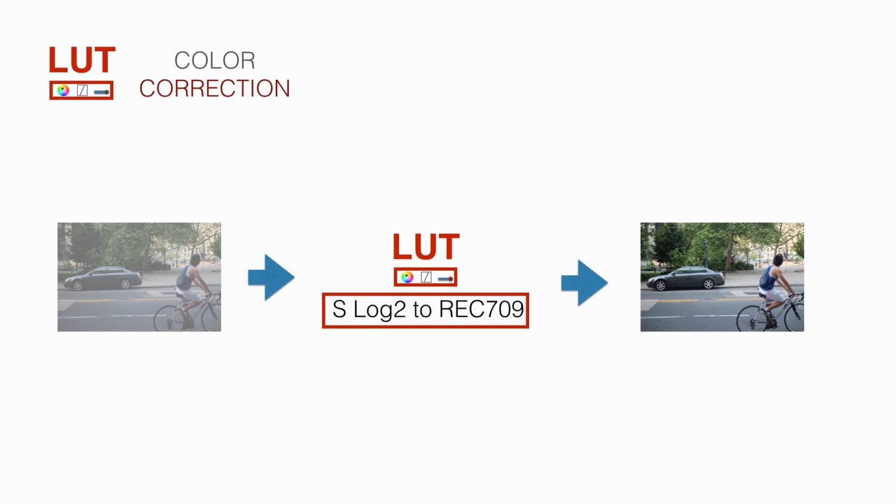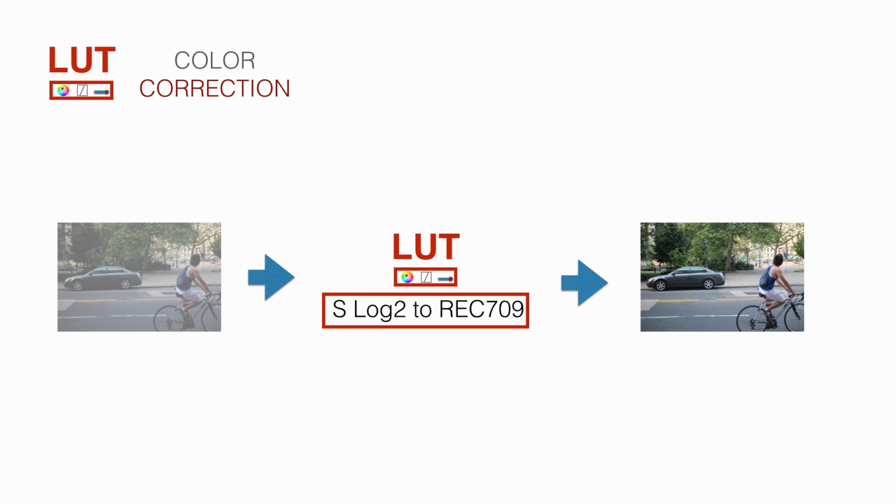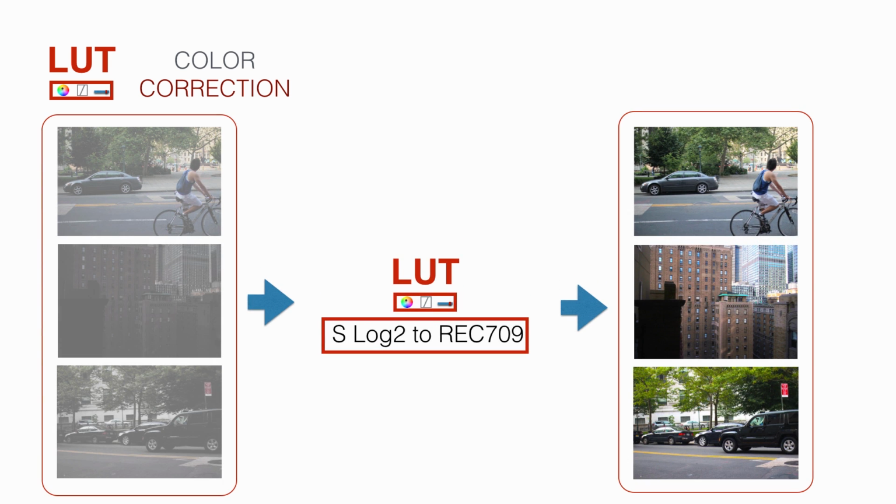Let's start with color correction. Now imagine that you applied an S-Log2 to Rec. 709 LUT to correct some footage that was shot with S-Log2. In order to save time, you can apply the same LUT to a group of shots to correct them faster. So instead of going and applying the same effects on a shot-by-shot basis, you can use one LUT on the timeline to correct all the footage at once.